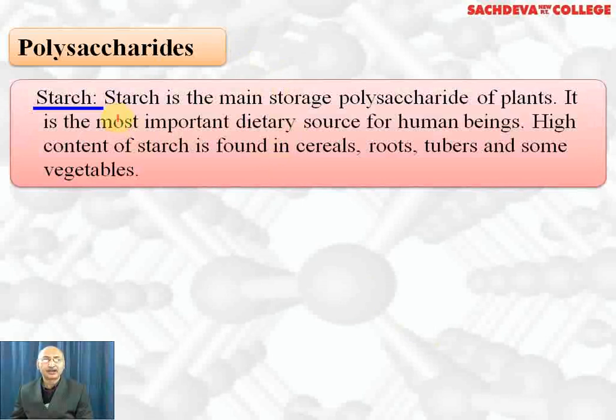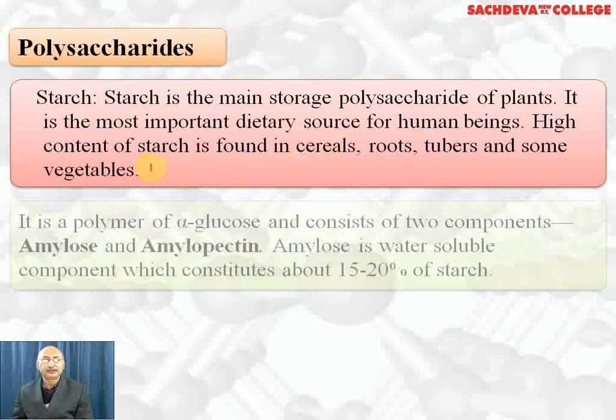First example is starch. Starch is the storage polysaccharide of the plants. That is, plants store their food in the form of starch. It is the most important dietary source for human beings. The main source of energy in our body is starch in the form of bread, rice or chapati. High content of starch is found in cereals, roots, tubers and some vegetables.